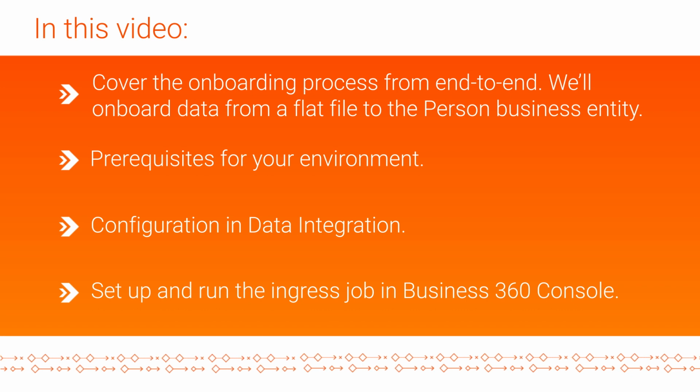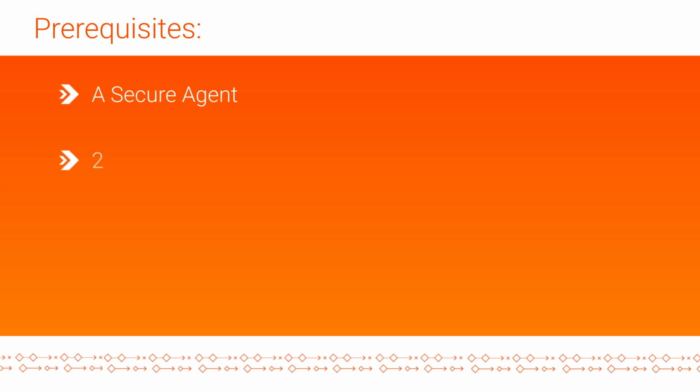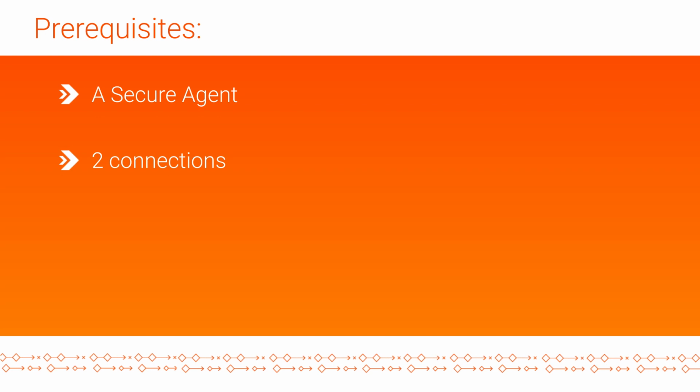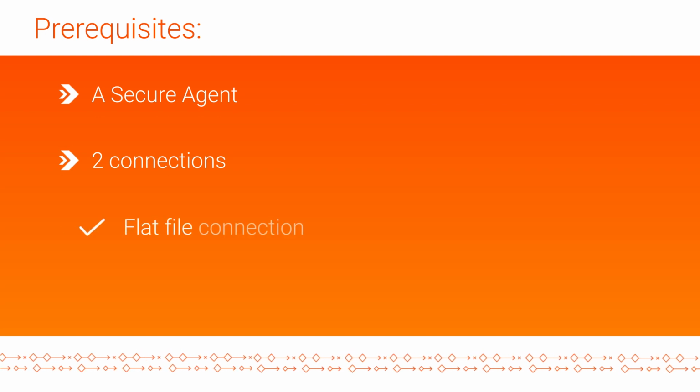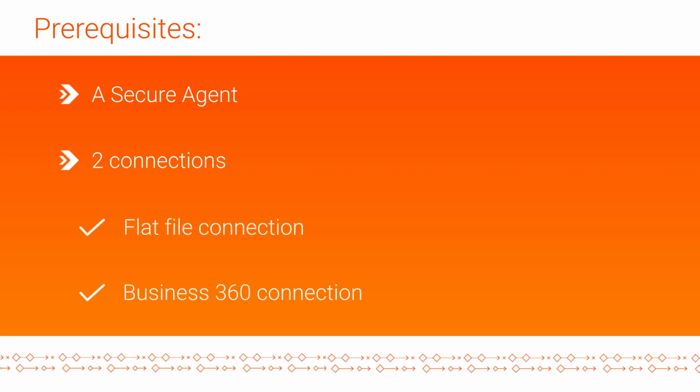Let's begin. In order to complete the onboarding process, also known as Ingress, you'll need to have a secure agent and 2 connections already configured. For this demo, we have a flat file and a Business 360 connection already configured.